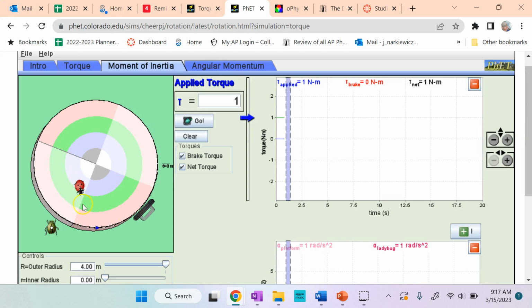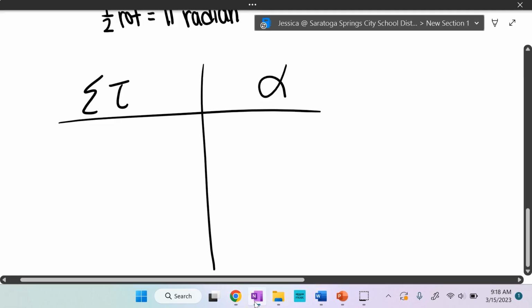Now, the reason I have the ladybug on there is that it needs to be there for the simulation to work. But it's a good thing to keep in mind that everywhere along this platform is going to have the same angular acceleration. That makes sense because we're all spinning in a circle at the same rate. Okay, so let's go back to my data table.